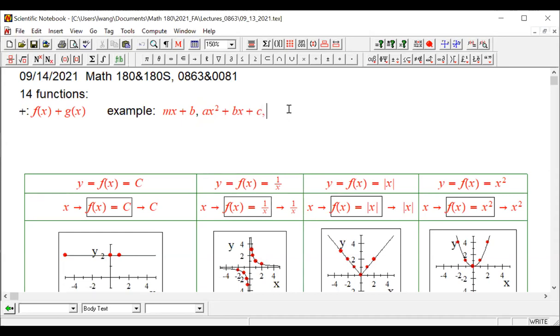In a similar way, we have x cubed, so you can totally make something like k times x cubed plus ax squared plus bx plus c.